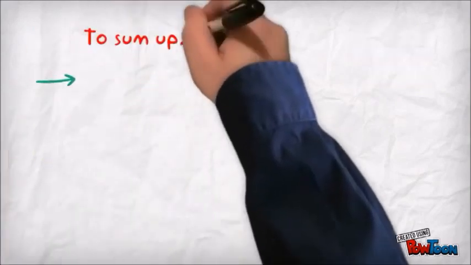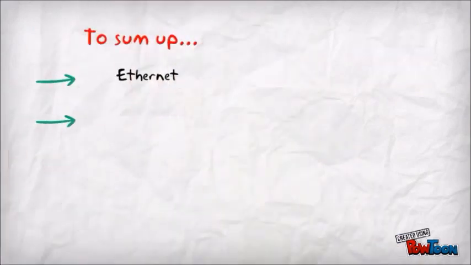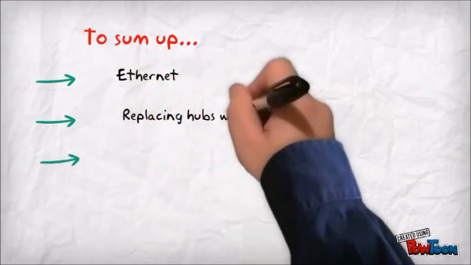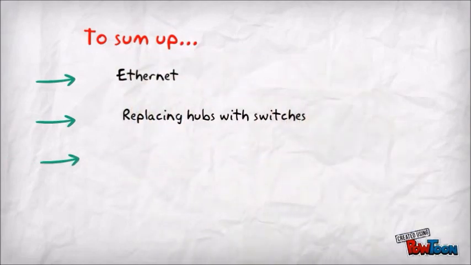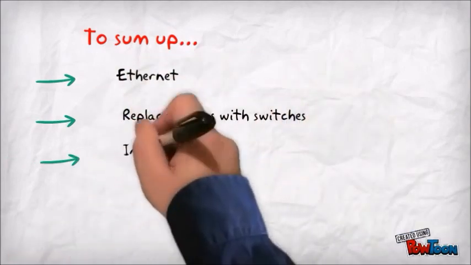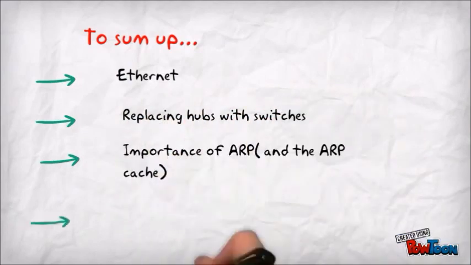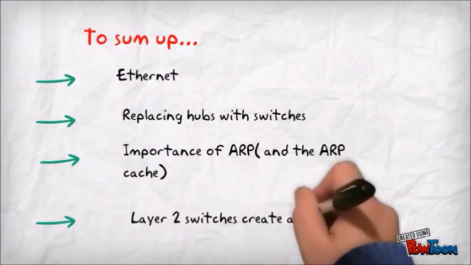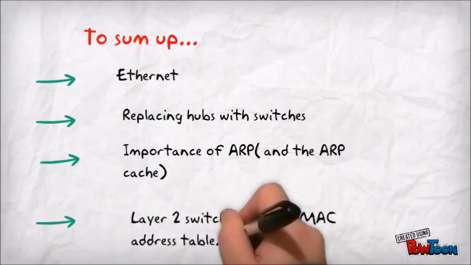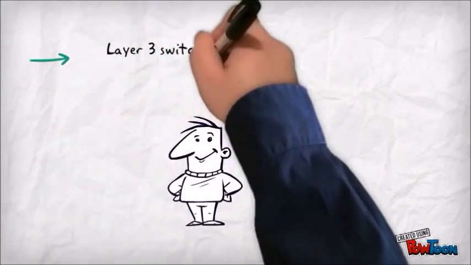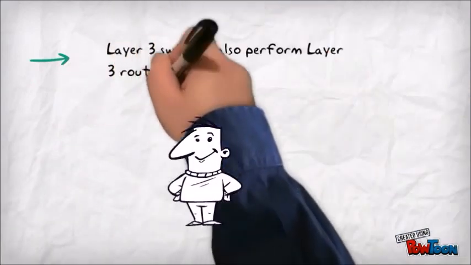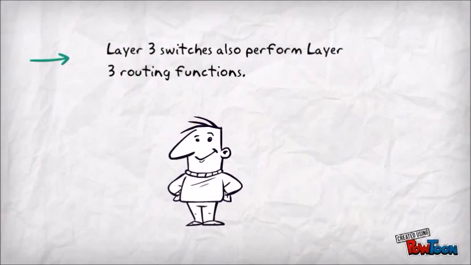To sum up, we know Ethernet is the most widely used LAN technology today. We found that replacing hubs with switches is very useful. Also, we know the importance of ARP and the ARP cache. Furthermore, we identified that Layer 2 switches create a MAC address table to make forwarding decisions. Finally, we know Layer 3 switches also perform Layer 3 routing functions.